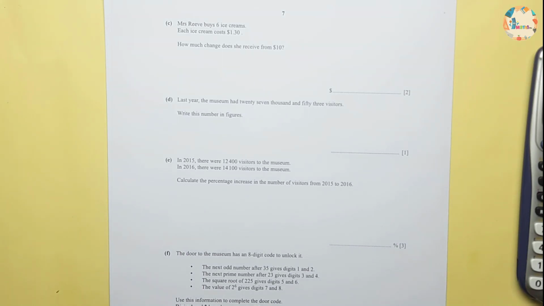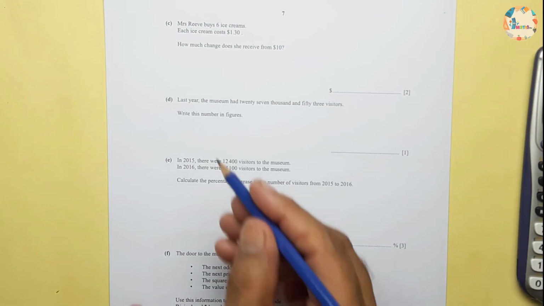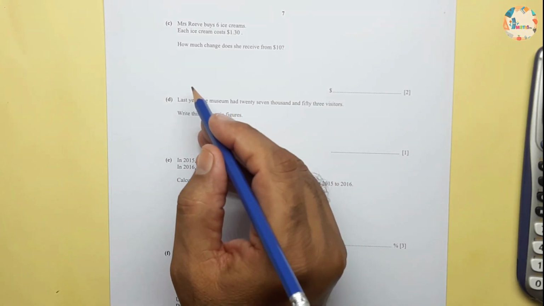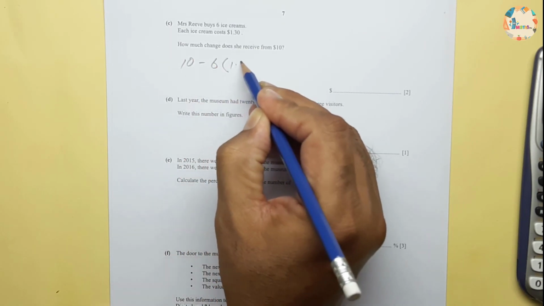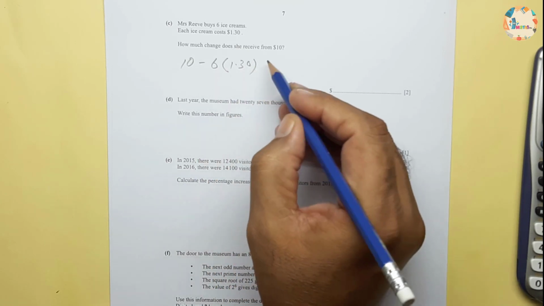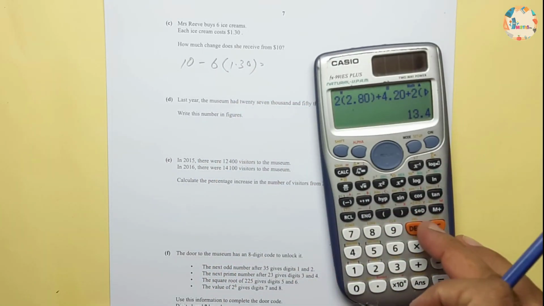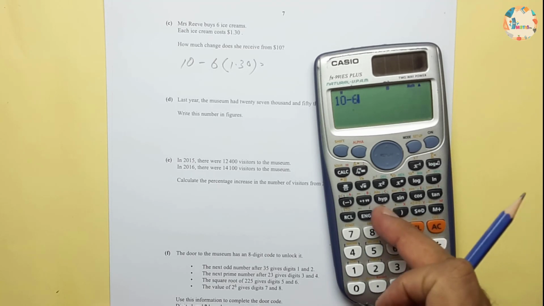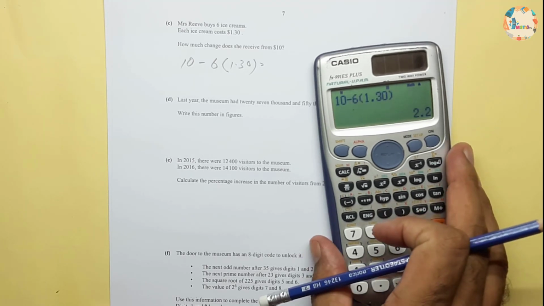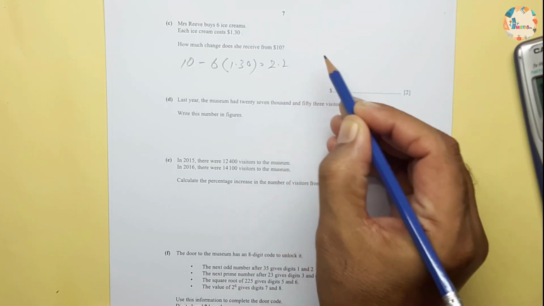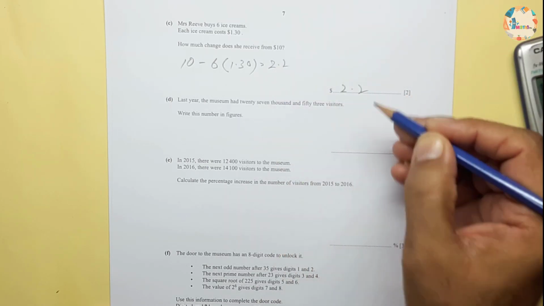C part, Mrs. Ravi buys 6 ice creams. Each ice cream costs $1.30. How much change does she receive from $10? So $10 minus 6 into 1.30, because 6 ice creams bought. This will be equal to how much? 10 minus 6 into 1.30 will be equal to 2.2. So $2.2 she will get back as change.